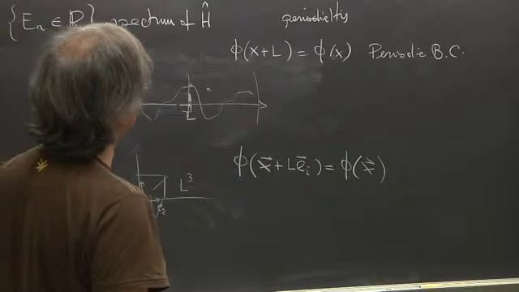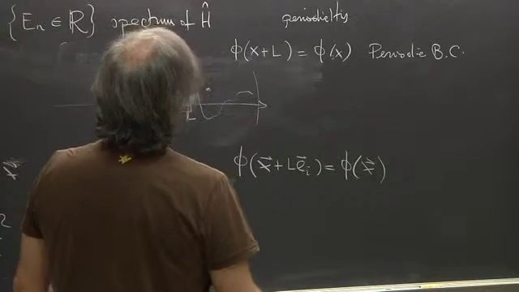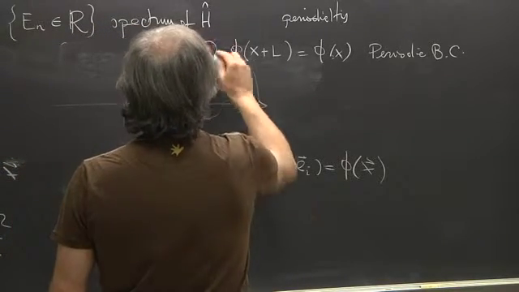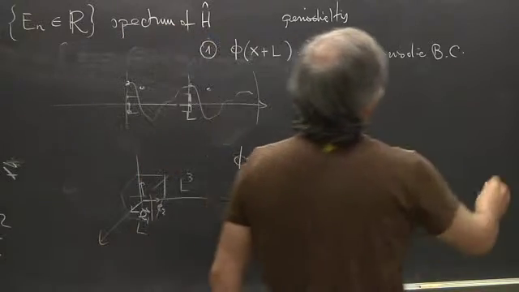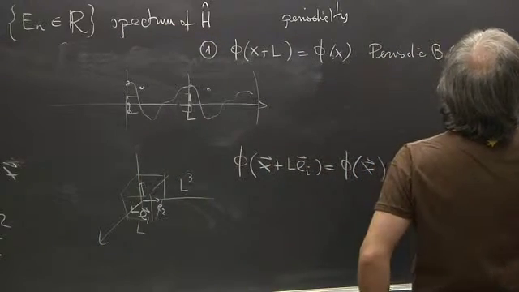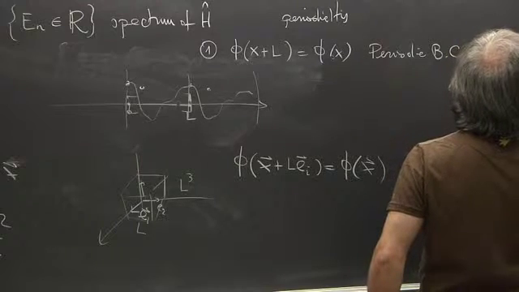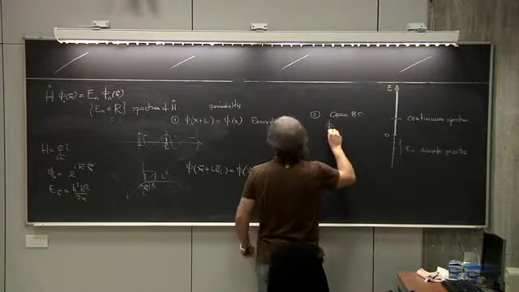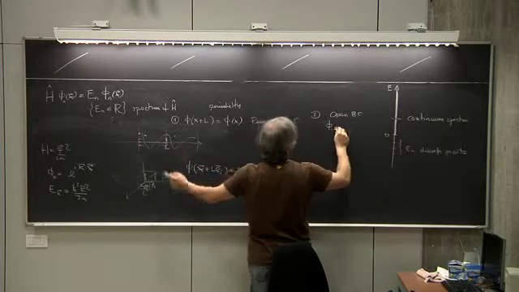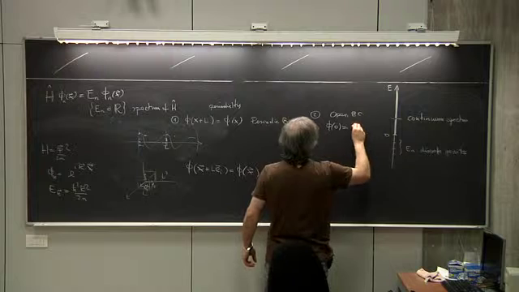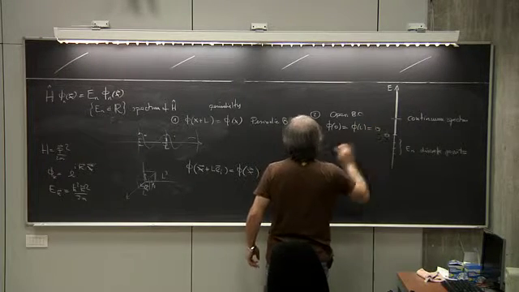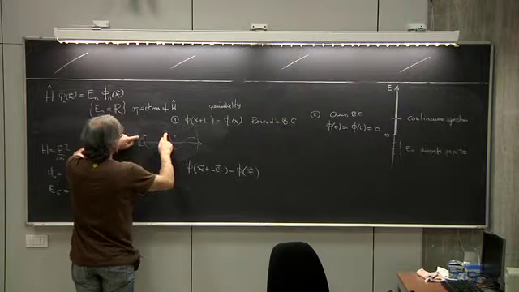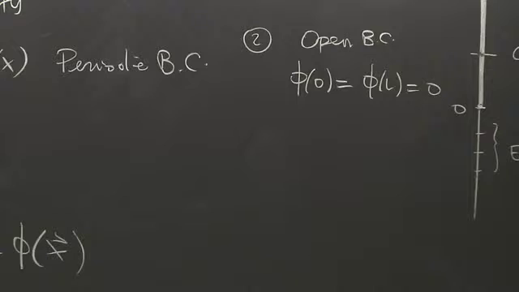The second choice is the so-called open boundary condition, or fixed boundary condition, which is that the function at the 2 points is just equal to 0. So not the same, but the same and 0. This is also another possible way of fixing a boundary condition.